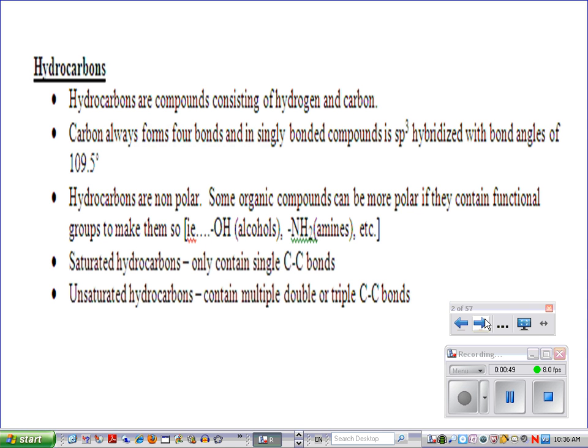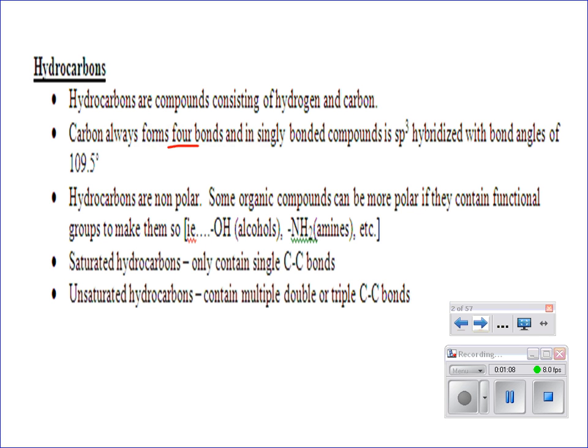So first, what we're dealing with are organic compounds. Since they're alkanes, alkenes, and alkynes, these are all hydrocarbons, meaning they only have carbons and hydrogens in them. The carbons always form 4 bonds. And if all the bonds are single, that's going to be tetrahedral. Therefore, the bond angles are going to be 109.5 with sp3 hybridization.